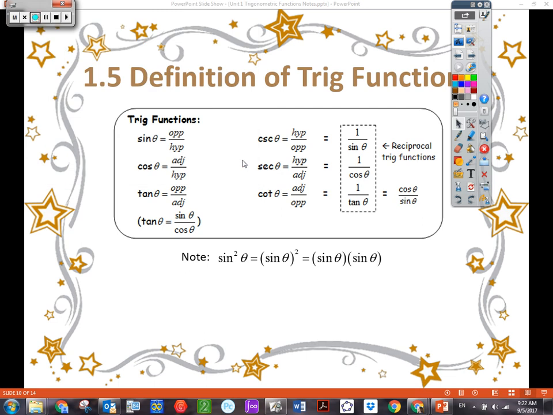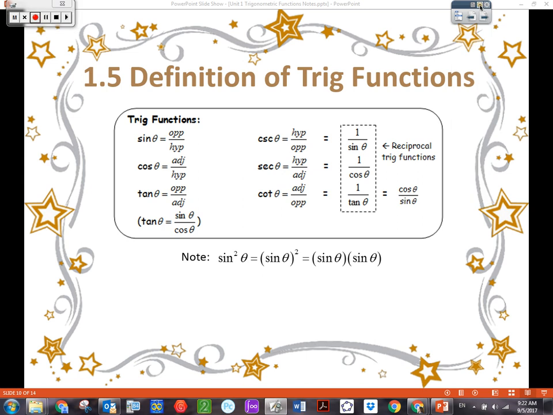Okay, so let's take a look at today's lesson. We're going to be looking at the definition of trig functions. Many of you, this should be a review. This should be something that you're familiar with already. Perhaps not all of it, but quite a bit.